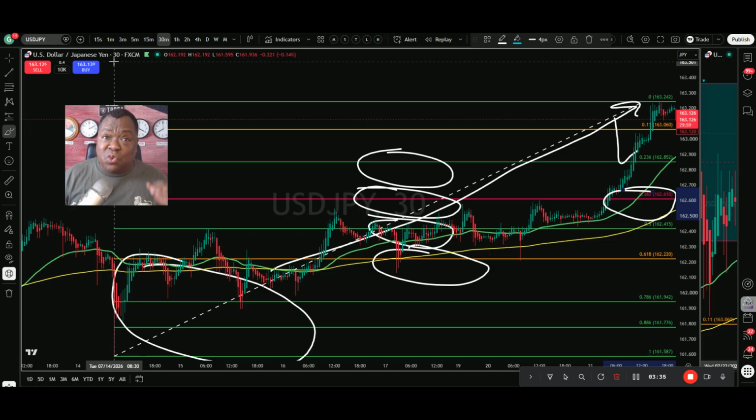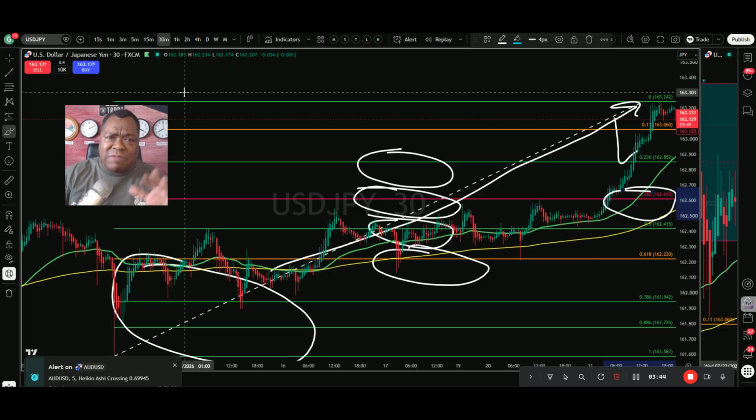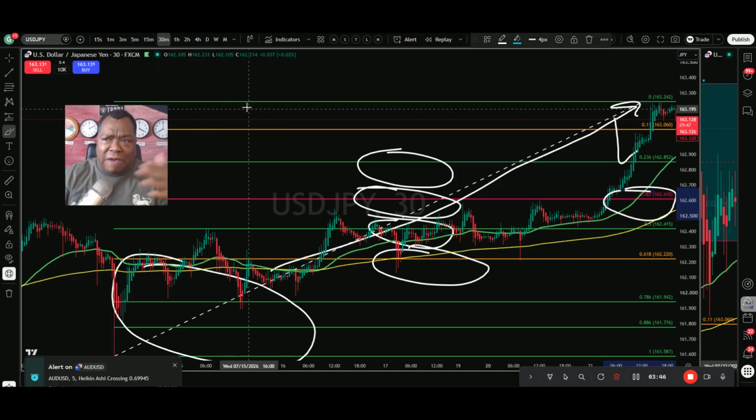5 times 5 is 25. Well, we don't have a 25-minute chart. So we round it up a little bit and go to the 30. That's why I'm on the 30, because 5 times 5 is 25, round up to 30, we're on the 30-minute chart. Now I'm going to show you the actual trade I took on the 5-minute chart.